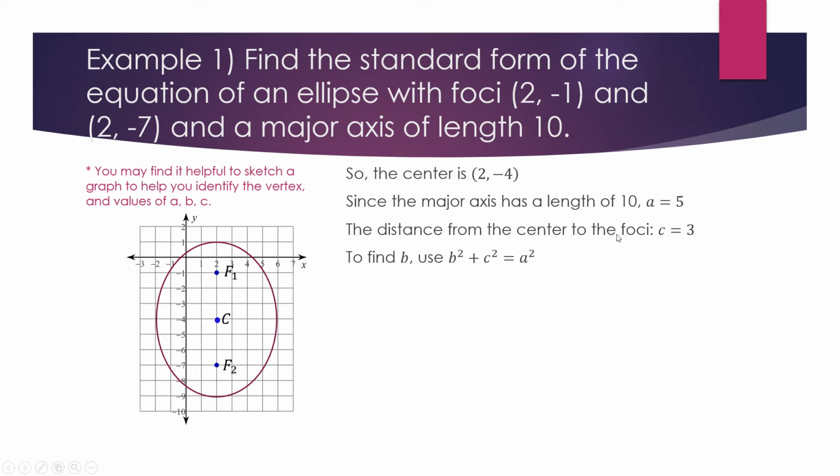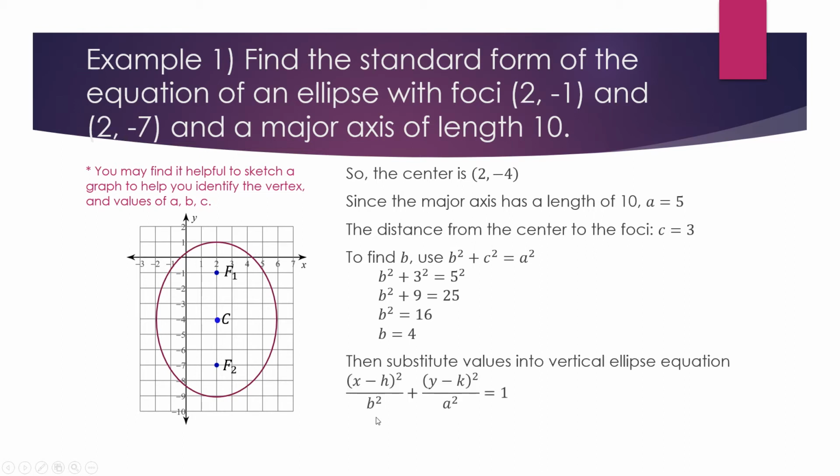So if we substitute 3 in for the C and 5 in for the A, we can do a little bit of algebra. 3 squared is 9, 5 squared is 25. To get B squared by itself, if we subtract 9, B squared would equal 16, which means B is equal to 4. And now knowing our values for A, B, and our center, we can write our equation. This is a vertical ellipse.